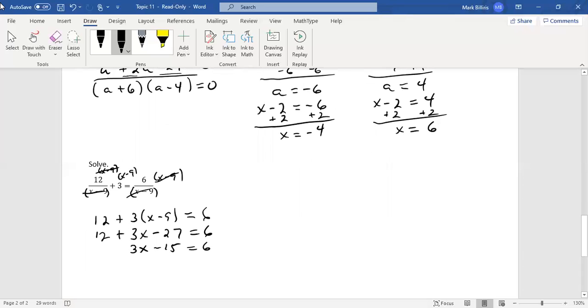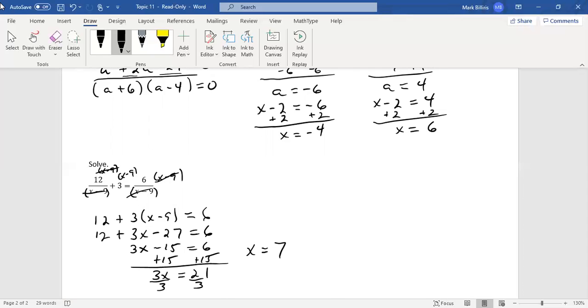And then I'm going to add 15 to both sides. So 3x would equal 21, and then divide by 3. So x would equal 7. Remember, you need to check your answer. Especially make sure that your answer doesn't make your denominator 0.